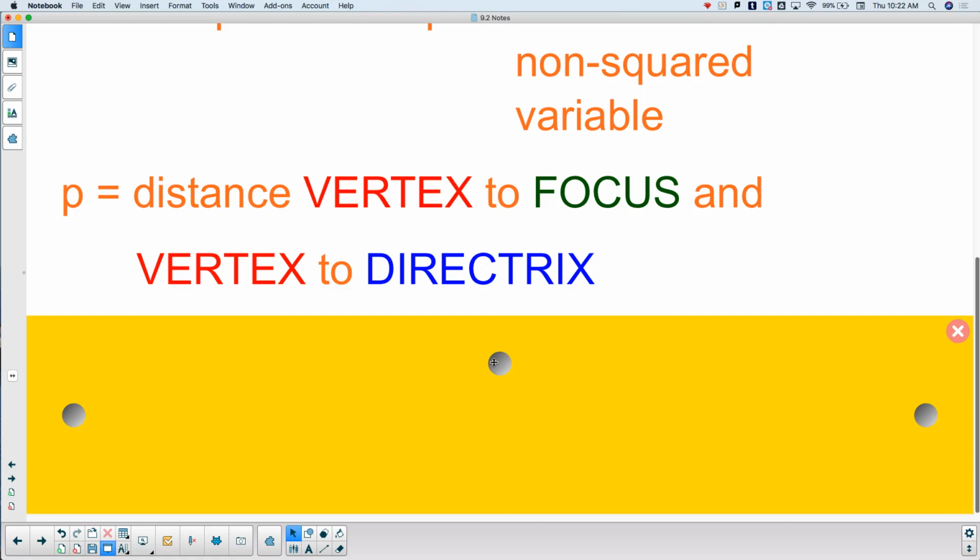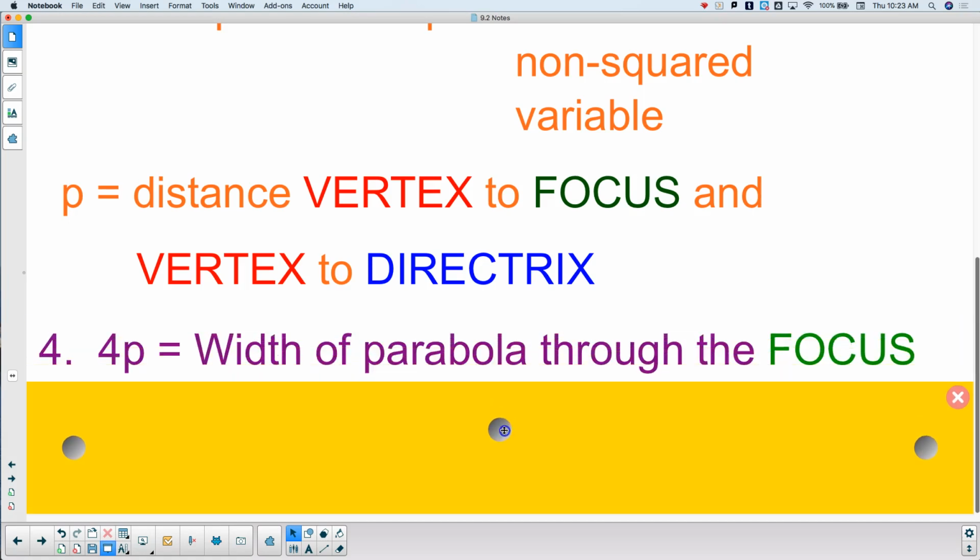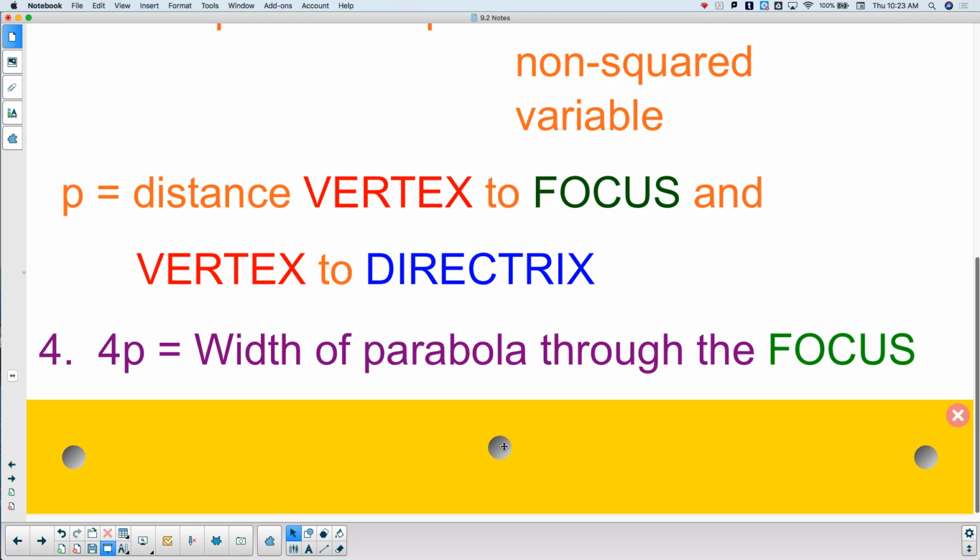Now what, Caden? What's step 4? Identify the width of your parabola. And how am I going to figure out what the width of my parabola is? You take your lead coefficient on the non-squared side and cut it in half and go each way. Yep. So that non-squared variable's coefficient, that 4p value, is the width of the parabola through the focus.